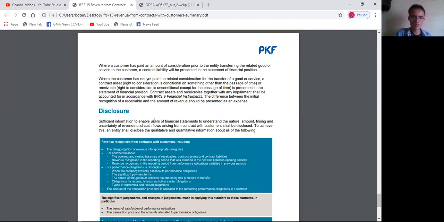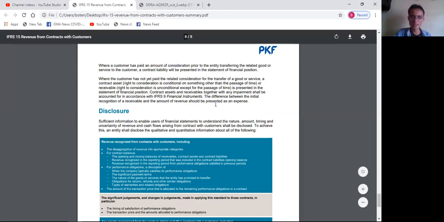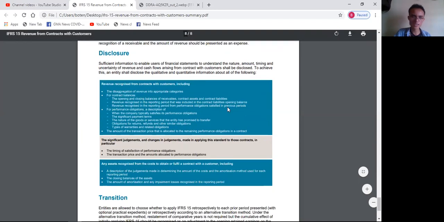Then these are also some items that we have to take note, that for contract assets and receivables, they may be subject to impairment under IAS 36 impairment of assets if they are long-term receivables, and they are not presented using fair values. Then the difference between initial recognition of a receivable and the amount of revenue should be presented as an expense.